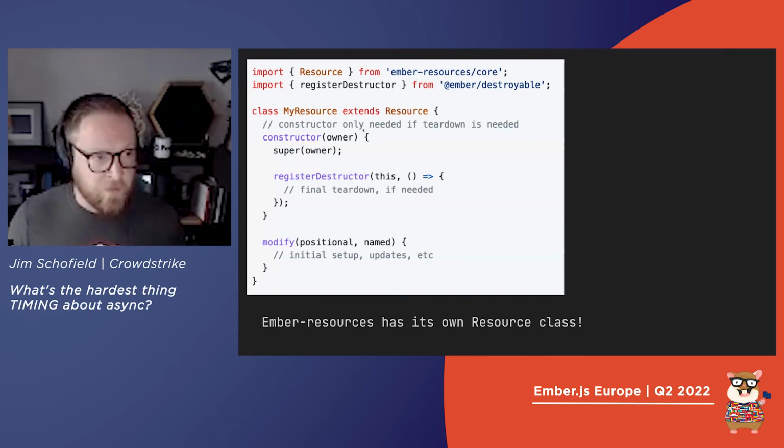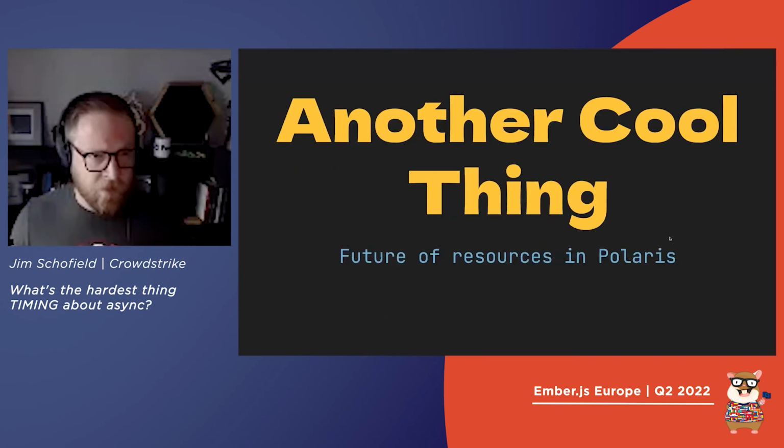What I think is really cool is this is very close to what we ended up in my bespoke promise handler. We have a constructor with a register destructor. And instead of update, we have modifier here. So I think it's kind of cool how it converged there.